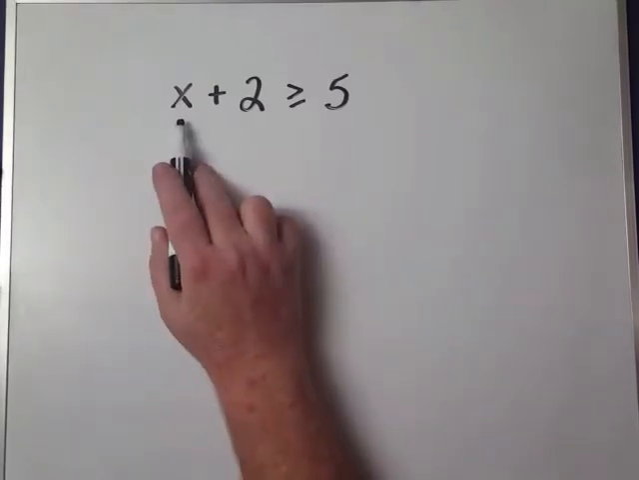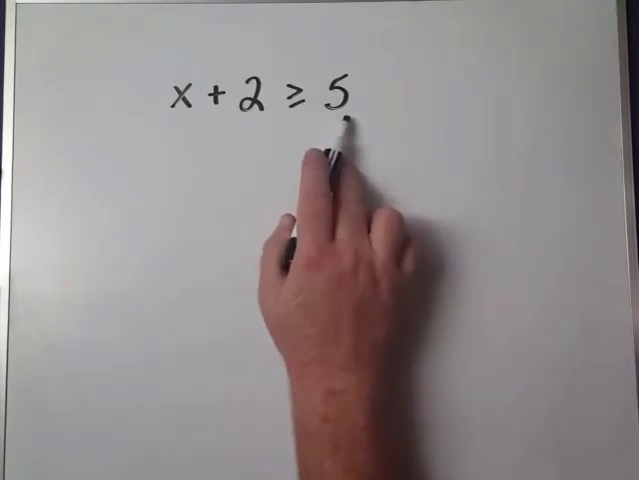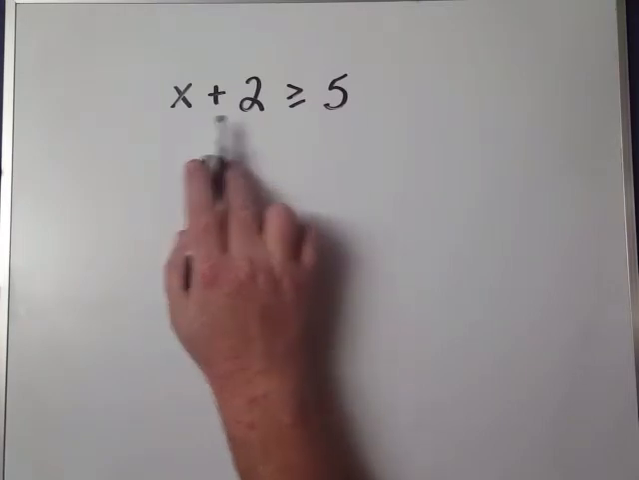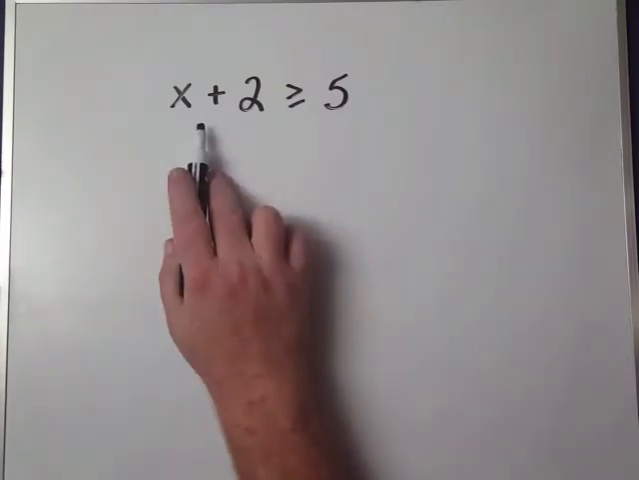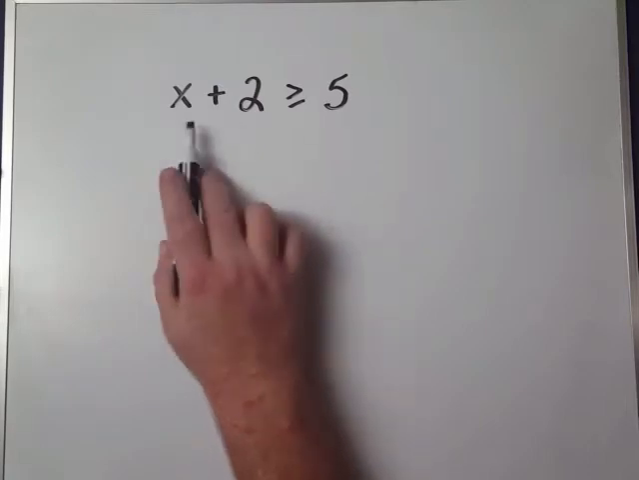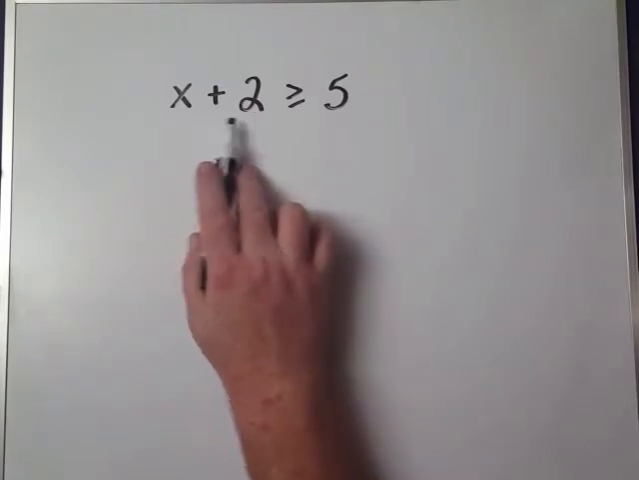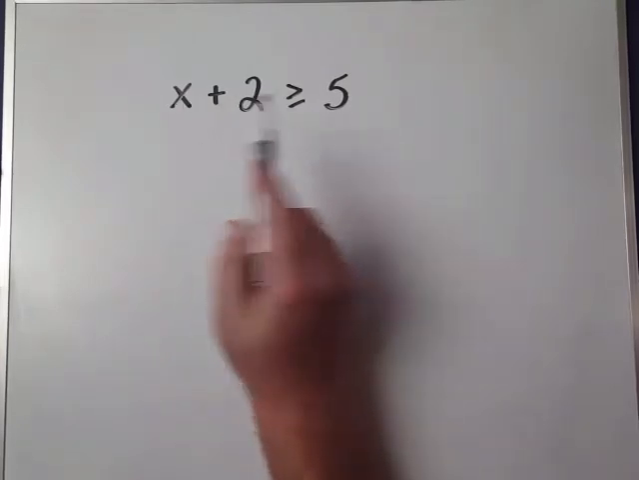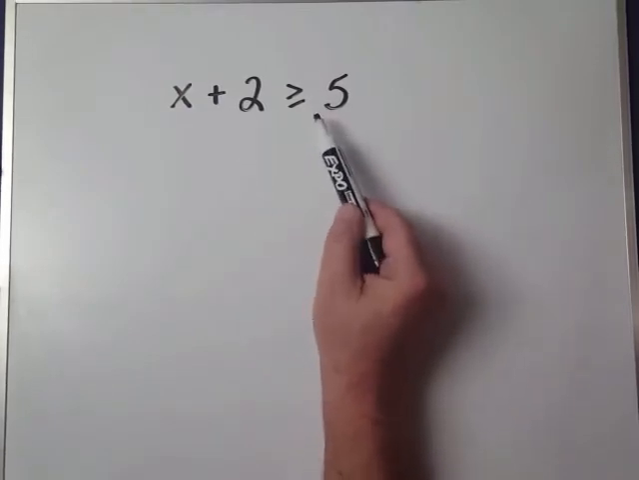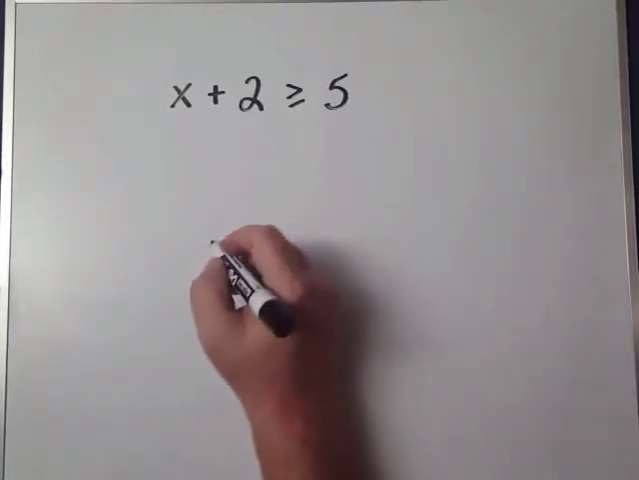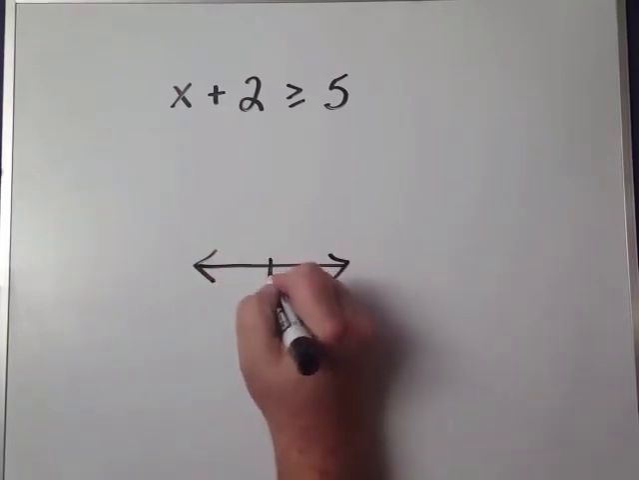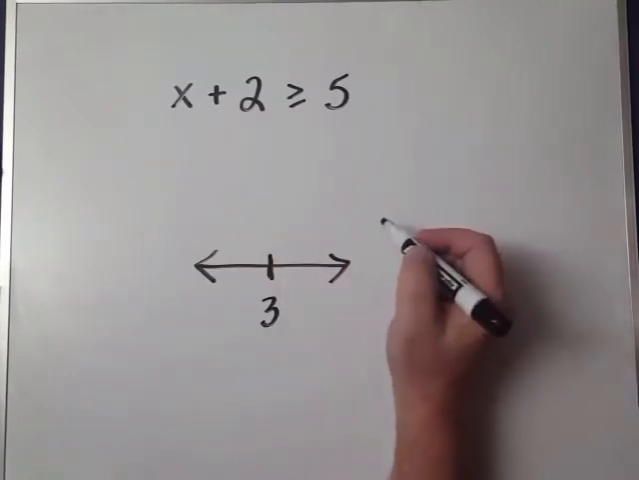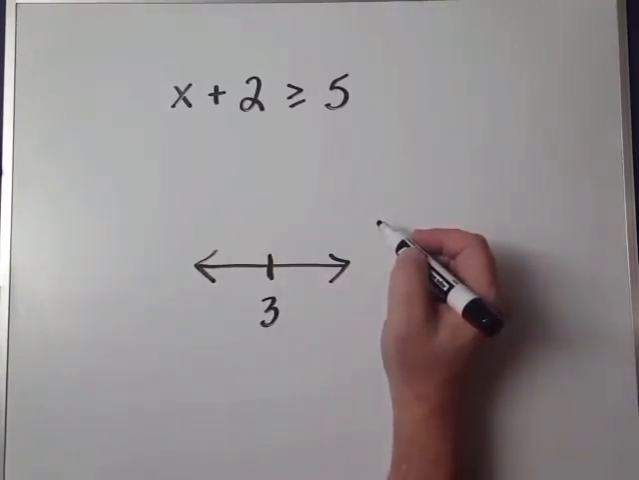Would 3 work? 3 plus 2 is 5, and that is equal to 5, so yes, 3 works. What if I plug in 4? 6 is greater than 5, so that works. Plug in 5 or 6 or 7. Plug in something bigger than 3, add 2 to it, and you've got something bigger than 5. What if I plug in 2? 2 plus 2 is 4. That's not greater than or equal to 5. And so what we figured out is that anything 3 or bigger will make the original statement true.